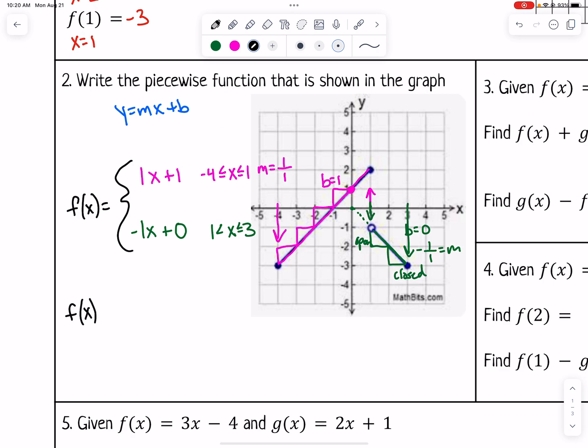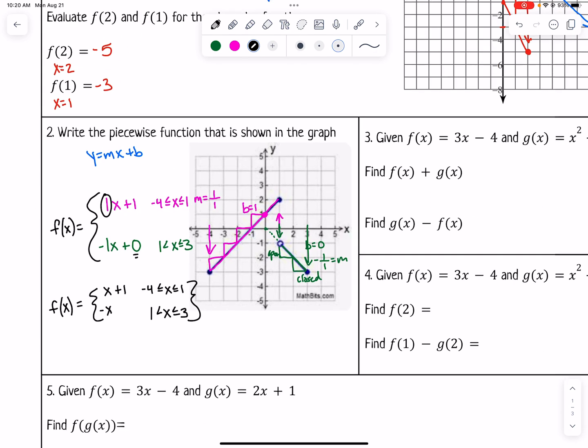You can just leave it like that. But if you did want to write it cleaner, we don't have to put this 1, we could just say that's x plus 1, and then your domain would stay the same. And then we could say this is just negative x, and you don't have to write the 0. So on a standardized test question, it would look more like that. But for our purposes, we can leave it either way, would be fine.